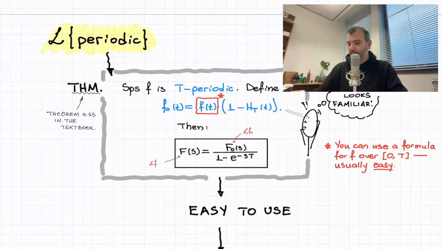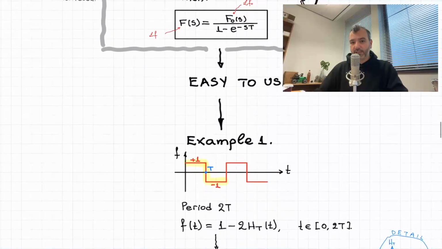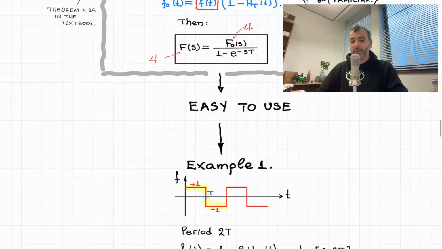I have a little note here to mention about f. You don't need a formula for f over all the non-negative numbers. You just need a formula that works on the interval from 0 to T. And the reason is that after time T, this whole term becomes 0. So you only need a formula that works over the interval from 0 to T, and that's often a lot easier to obtain. I want us now to have a look at two examples.